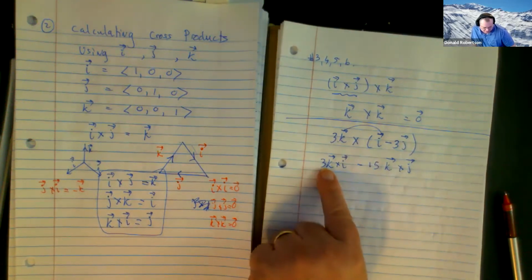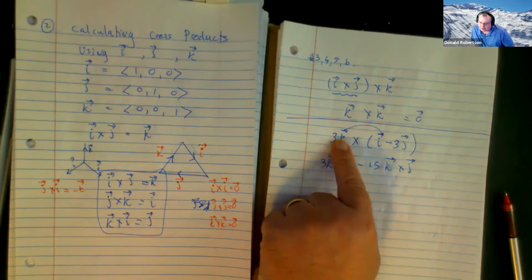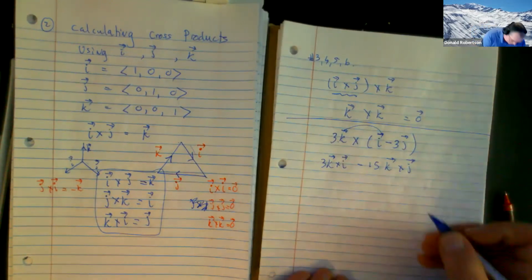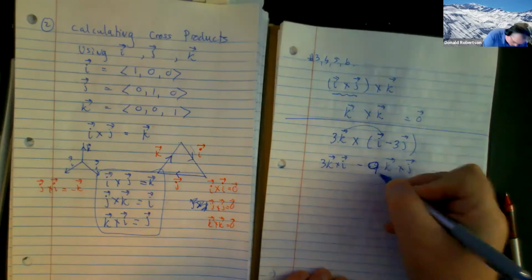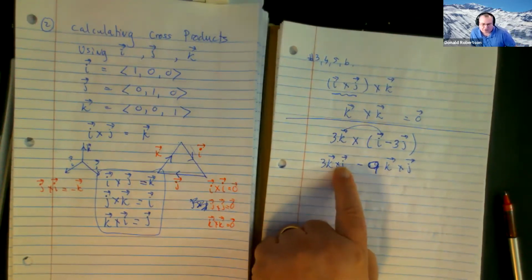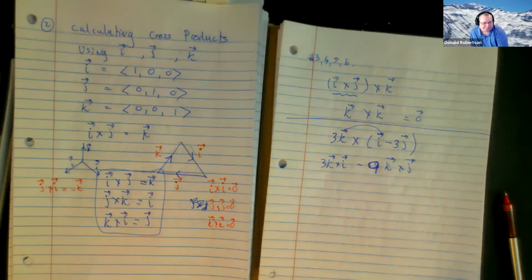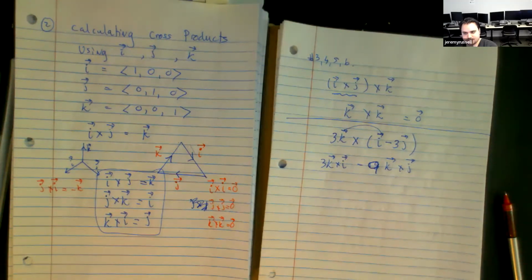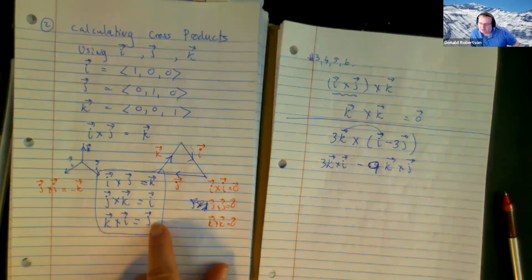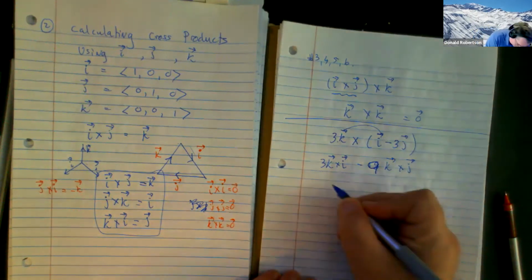3k times that gets you 3k cross i. 3k cross this gets you that number, right? Now, what does k cross i get you? j. What kind of j? 3j. What kind of sign? Positive. So you're looking at that one down there? Yeah. Good.